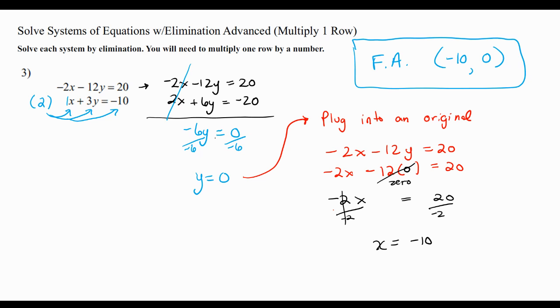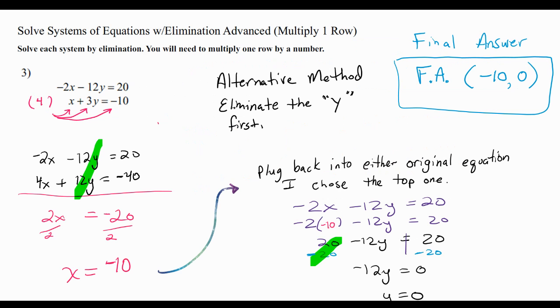Okay, so here we chose to eliminate the x's first, right? That's what I chose to do. What if you wanted to eliminate the y's? What if you wanted this to be negative 12y and positive 12y? That's okay. That's fine. I did that for you. Let me show you on the next slide. You're going to get the same answer, negative 10 comma 0. And it's okay. I just want you to check your work.